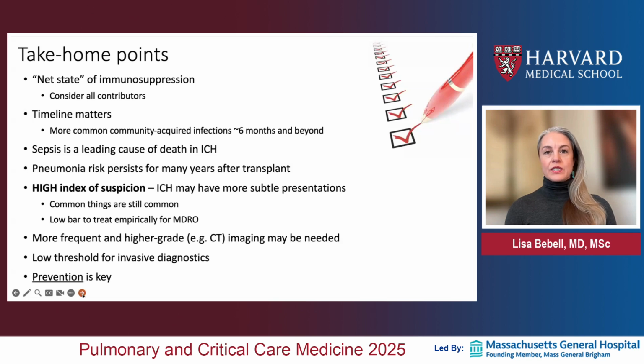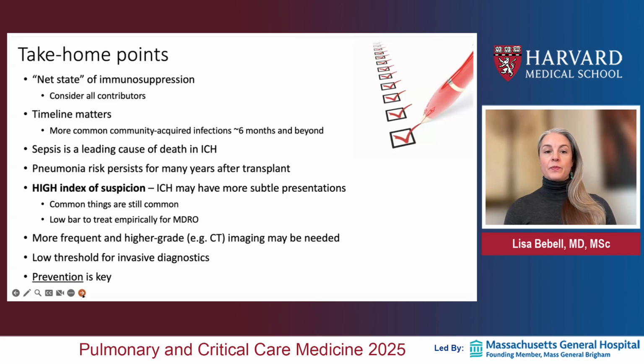Some of the things I want you to take away from today's talk is the concept of the net state of immunosuppression, which I'll go through in greater detail, considering all contributors to your patient's current immunodeficient state. I also want to point out that the timeline really matters when we're thinking about infections in the critically ill patient, and that community-acquired infections become much more common than opportunistic infections and nosocomial infections beyond about 6 months after transplant, especially.